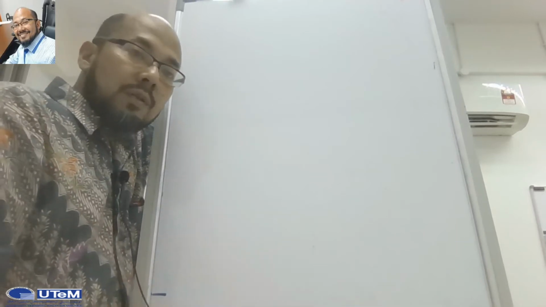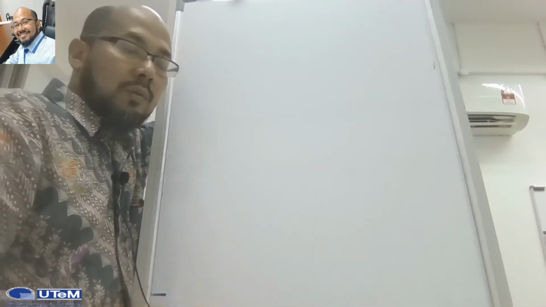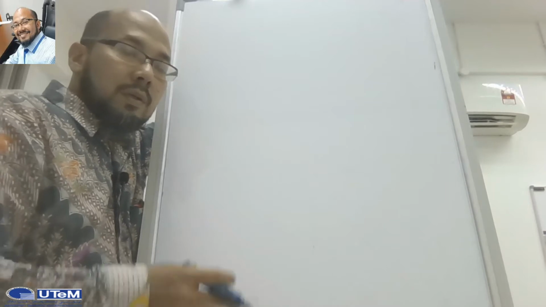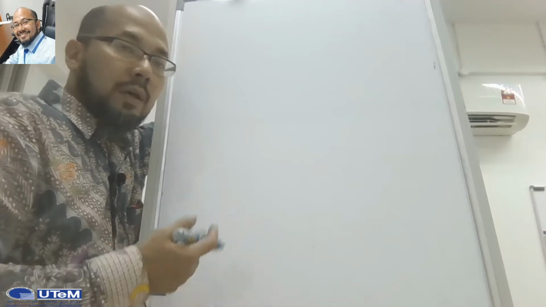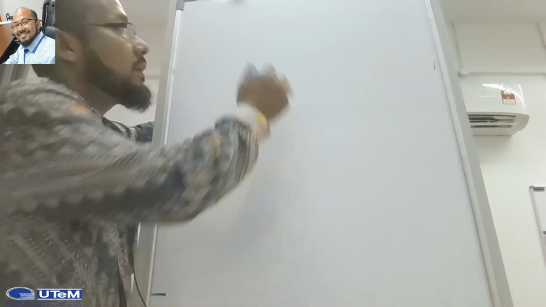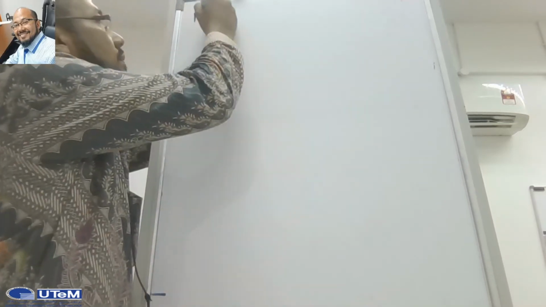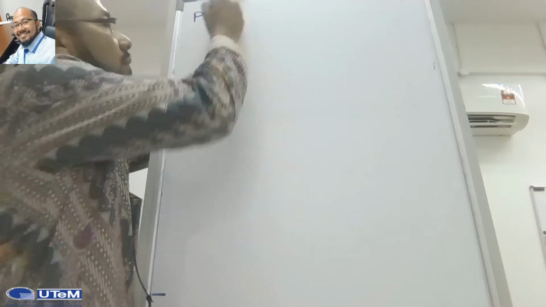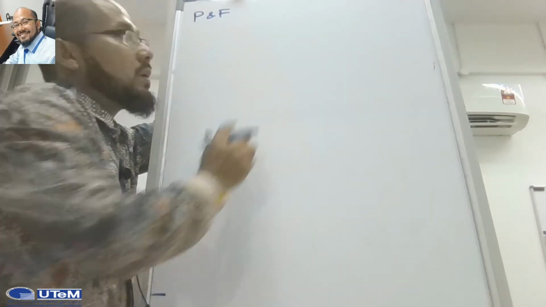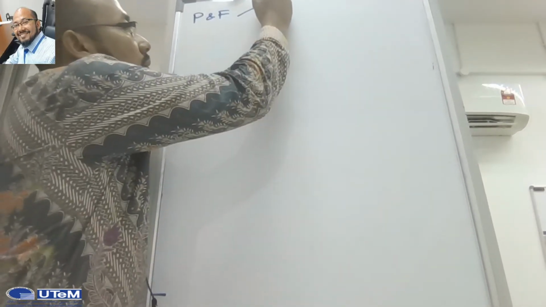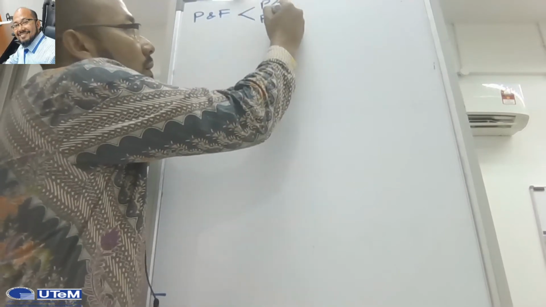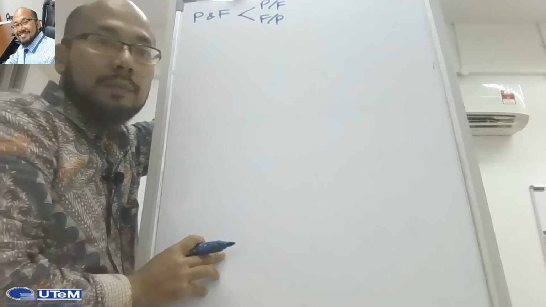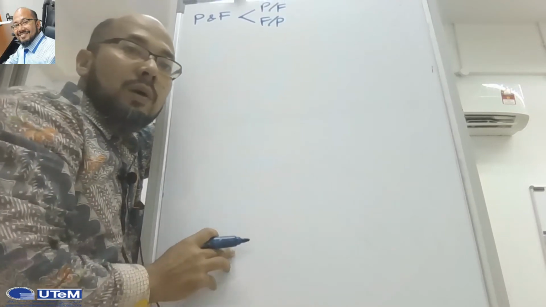In this video session, we want to discuss the economic factors, the P factor and F factor, the present value factor and the future value factor, P and F. So we might have the P over F factor or the F over P factor. So we take one example.